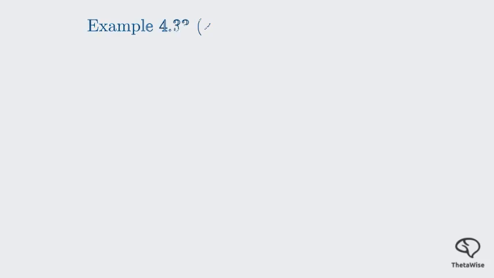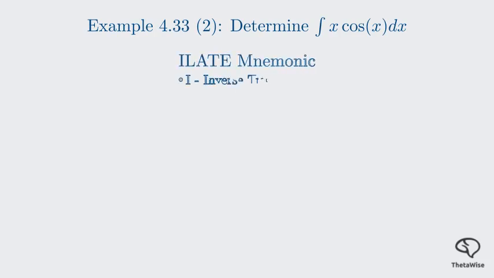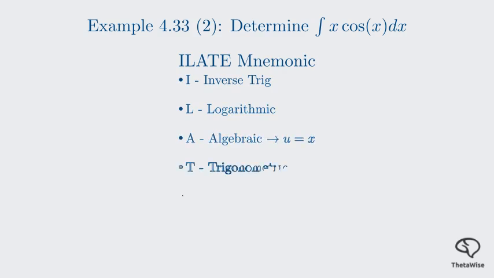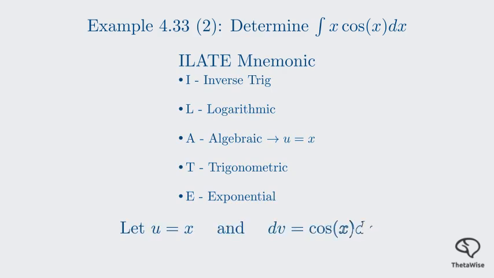For our next example, we have a product of an algebraic and a trigonometric function. Let's determine the integral of x times cos of x dx. Again, we start with the ILATE mnemonic to choose our u. We have an algebraic function, x, and a trigonometric function, cos of x. A comes before T in ILATE, so we set u equal to x. So u equals x, and the rest, cos of x dx, is dv.